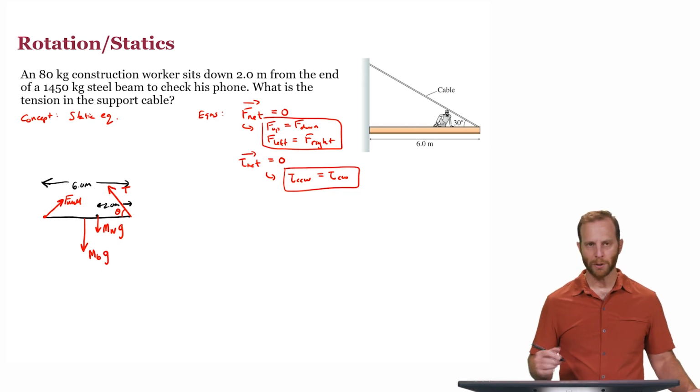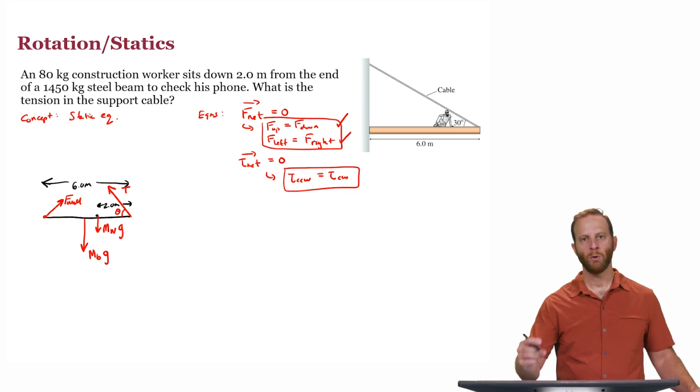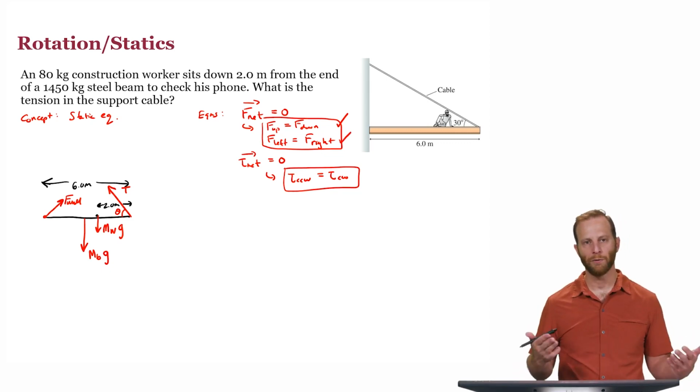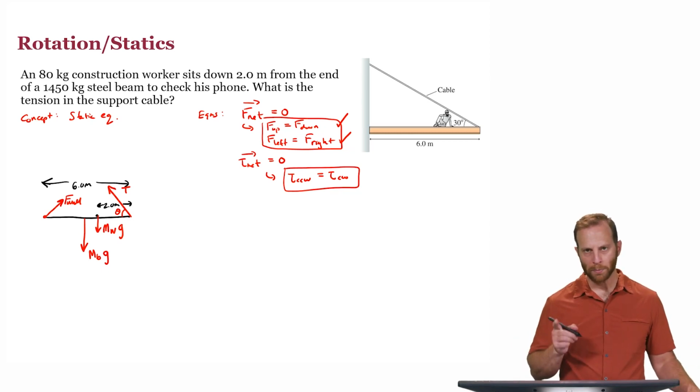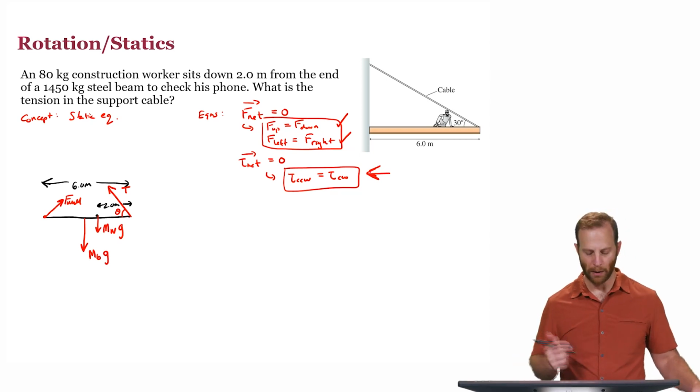And so what I would suggest is that if we tried to apply the F up equals F down equation or the F left equals F right equation, we would be stuck with having to deal with the force acting on the beam from the wall. The one condition that we won't need the force from the wall for is if we apply the net torque equals 0 condition. Let's see how that works out.